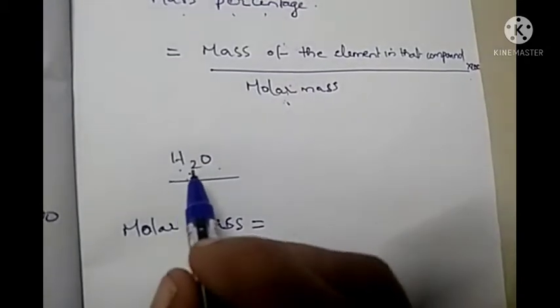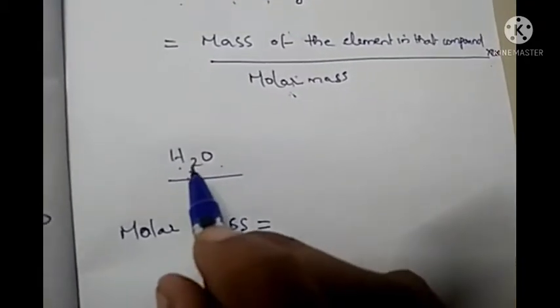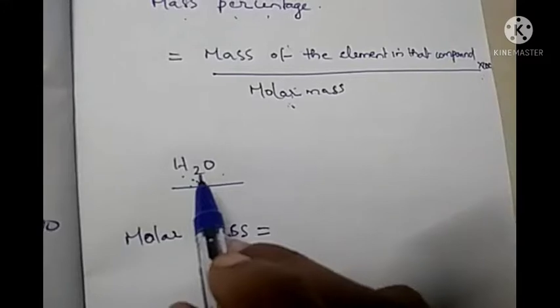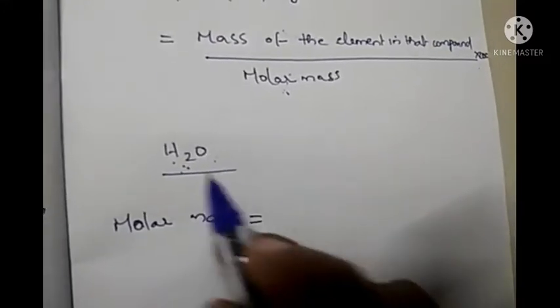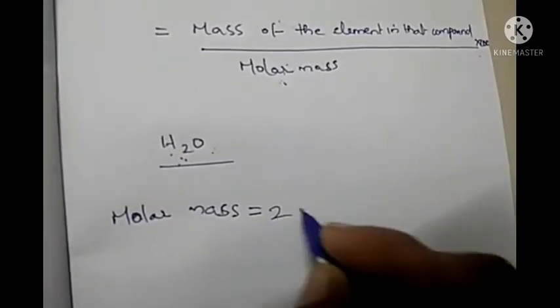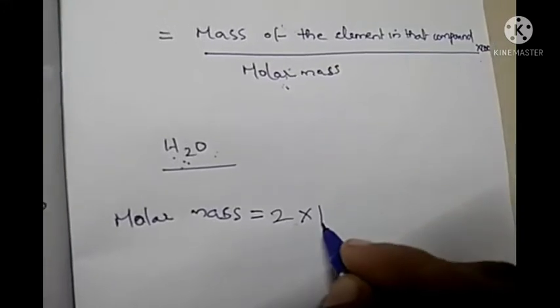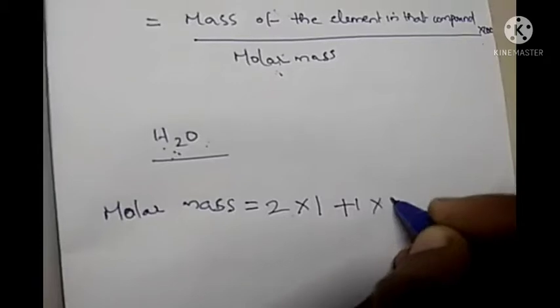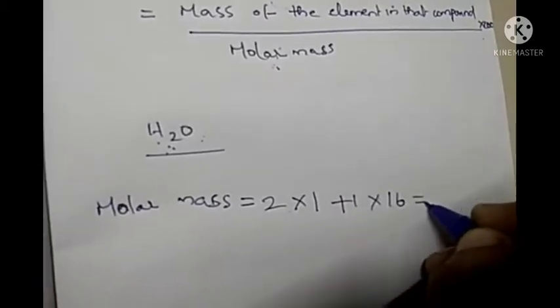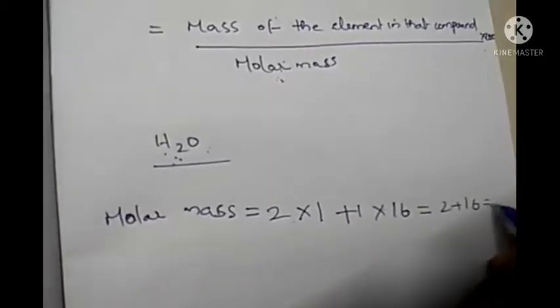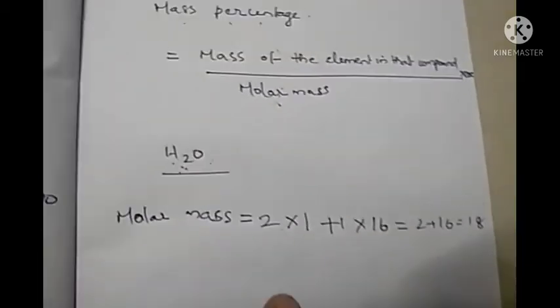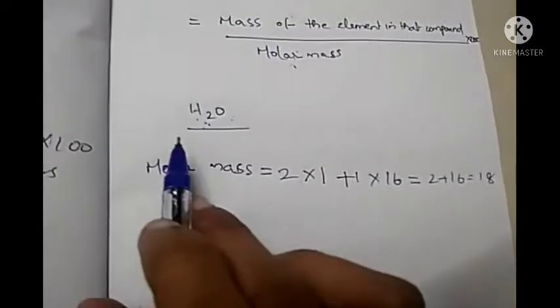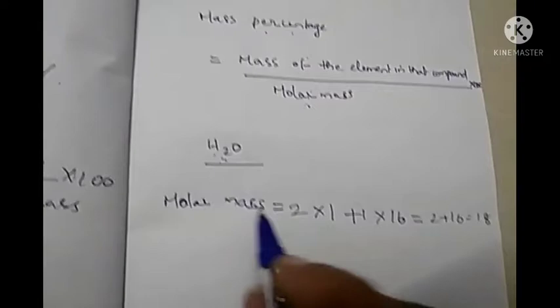What is the molecular mass of water? That is the sum of the atomic masses of these atoms. Here two hydrogen atoms are there, so 2 into the atomic mass of hydrogen, which is 1, plus only one oxygen atom, so 1 into the atomic mass of oxygen, that is 16. So 2 plus 16 is equal to 18. That is the molecular mass or molar mass of water. Now we can calculate the percentage.